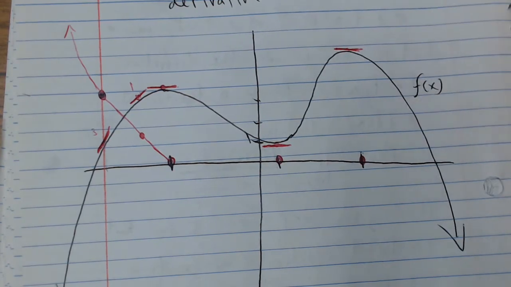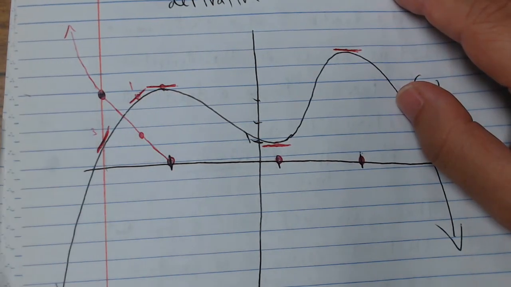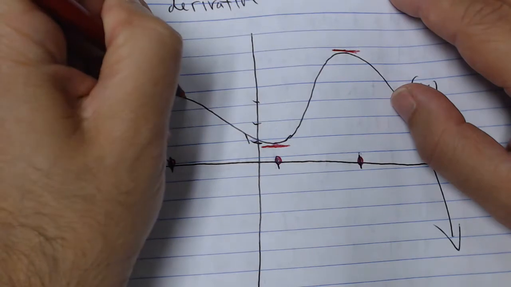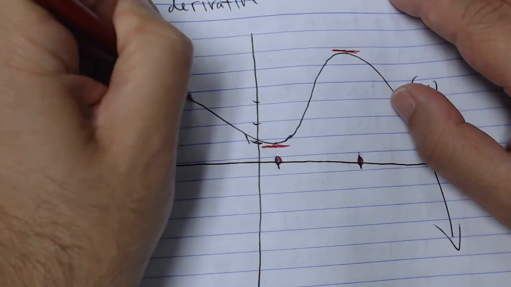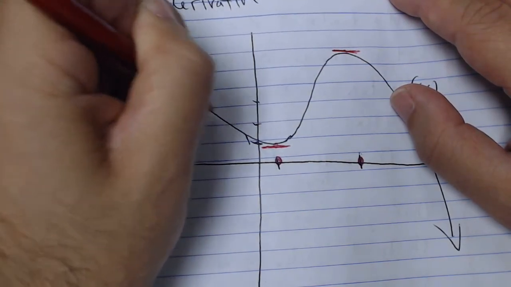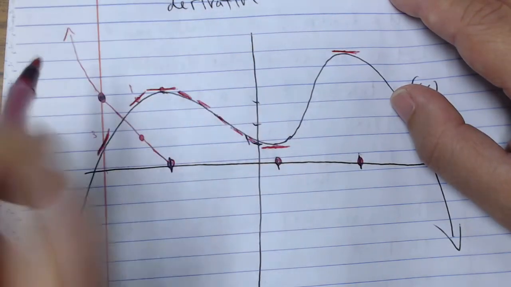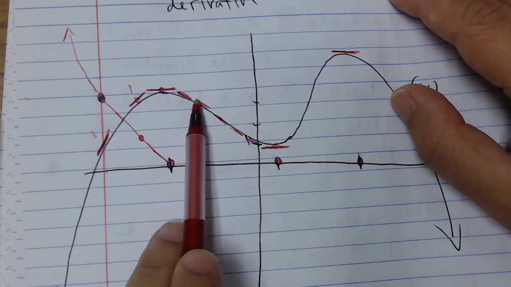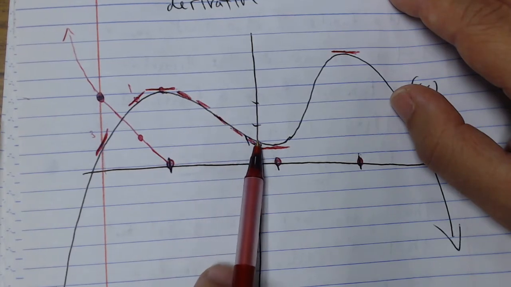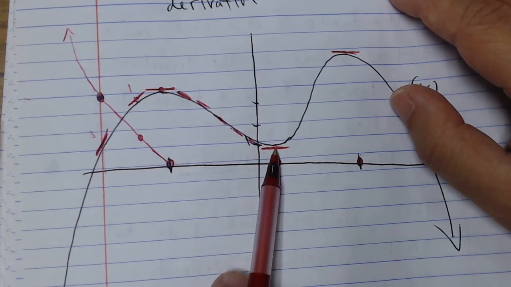So we use the same reasoning here. What do you notice here? As I move to the right, what happens to my y values? My slopes of my tangents become negative and they get steeper and steeper, and then at some point they're less steep and they get closer and closer to 0.